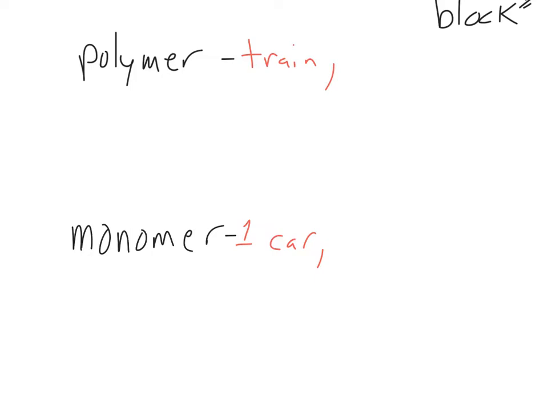Okay, let me give you another example. I want to see if you can think of one on your own. So think of like a Lego castle. So what's the monomer? One block. Because it's the building block. It's what it's made out of, right? So the macromolecule is made of a whole bunch of different building blocks.